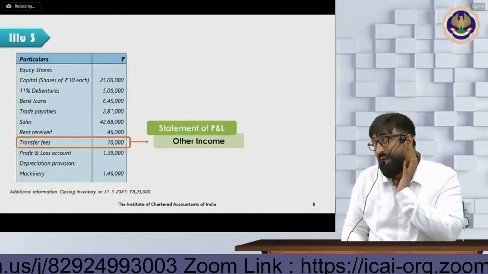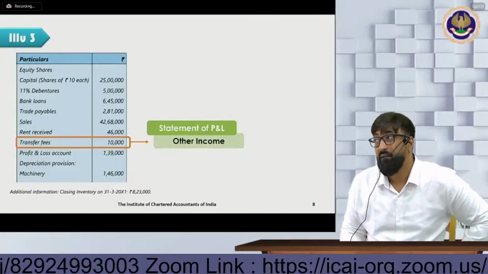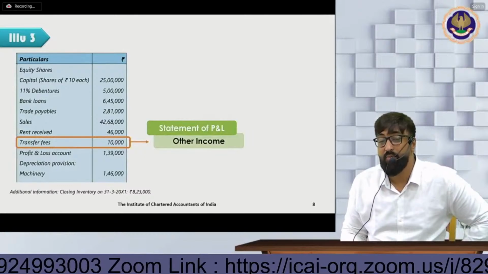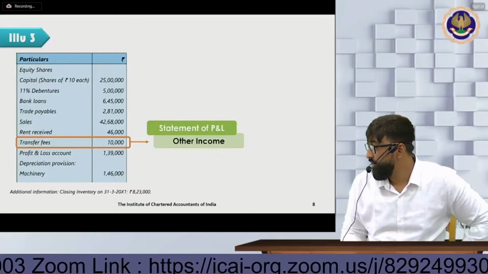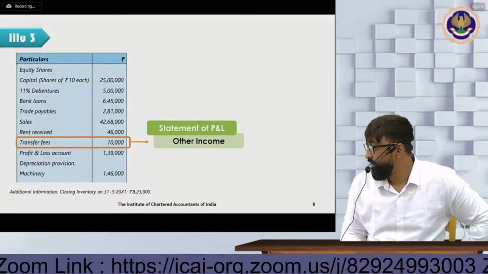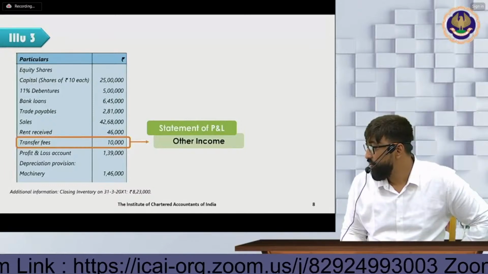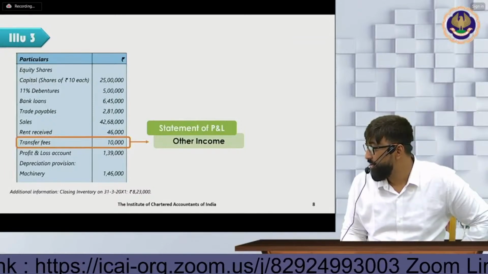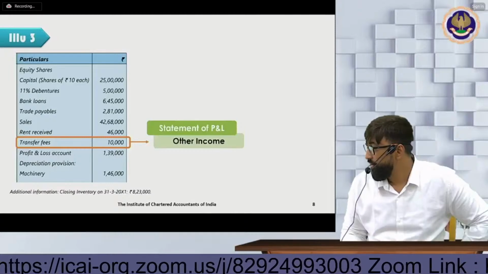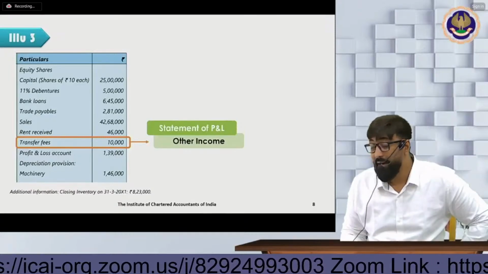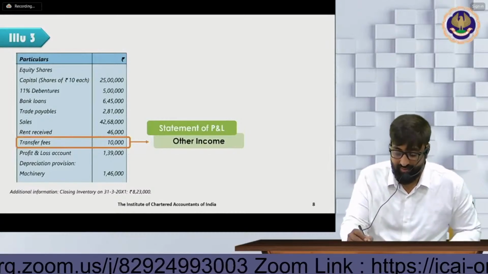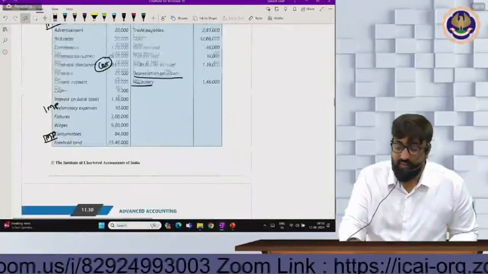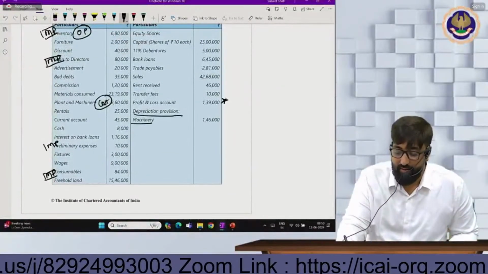Now, what is this 1,39,000? What is the meaning of this profit and loss account? It is the balance of the profit and loss account. We will show it in reserves and surplus. So is this closing balance or opening balance? This might be opening balance. Why might be? Because I am not sure. This is opening balance.